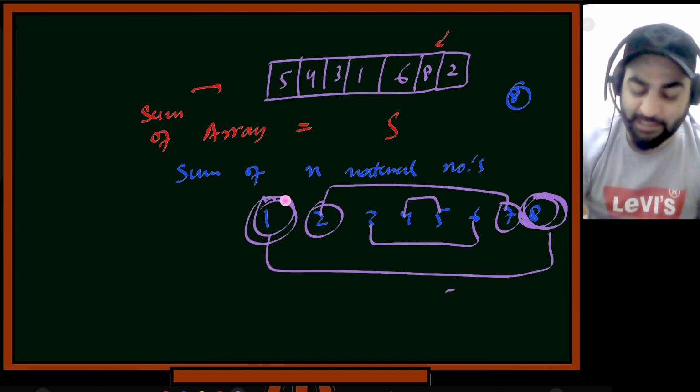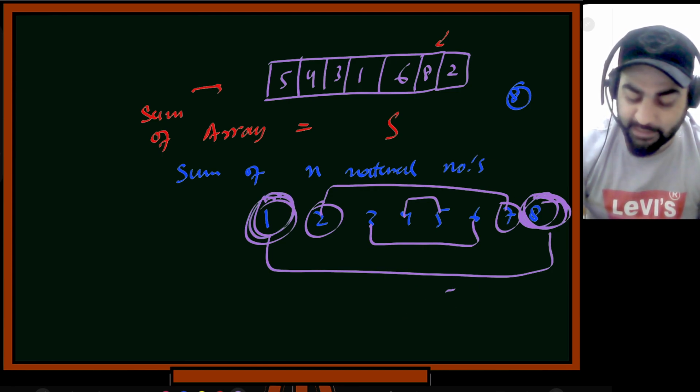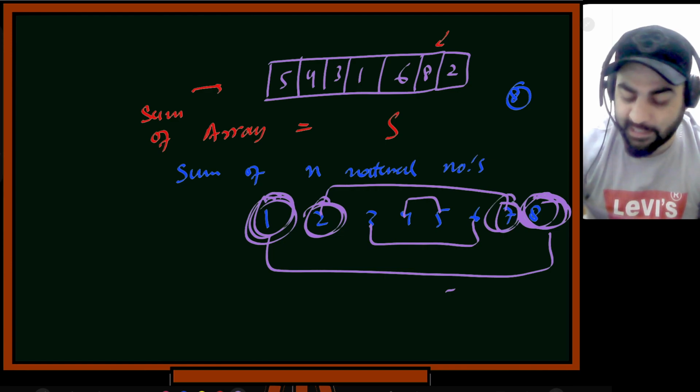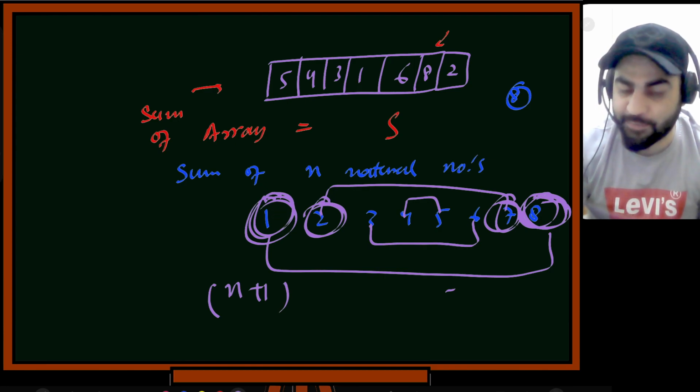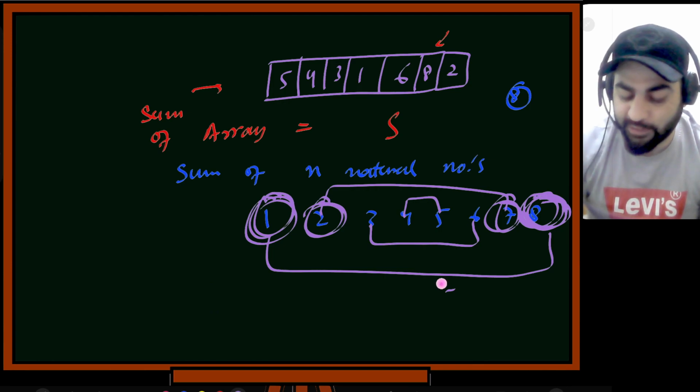That's why you should not memorize the formulas, because anytime you can go wrong. That's what I did: the first element plus the last element, the second element and the second last, they all sum up to 9. That's n plus 1. And then how many such pairs? 8 by 2, so 4 pairs. So 36 is the answer.